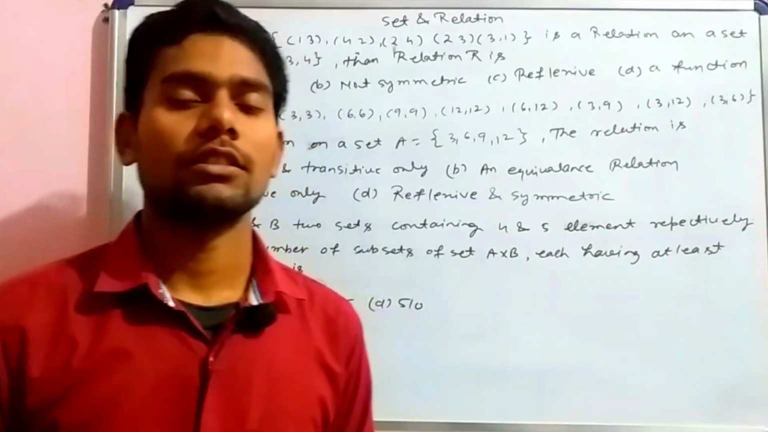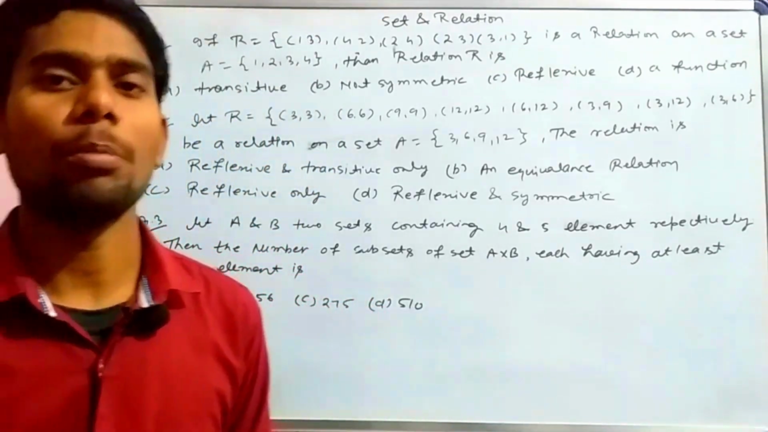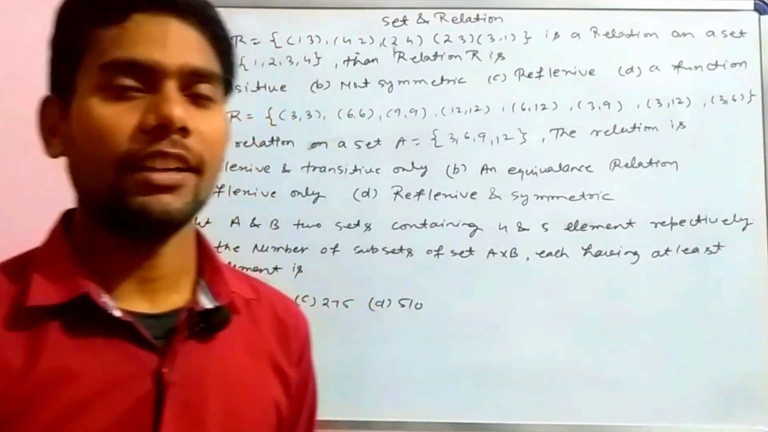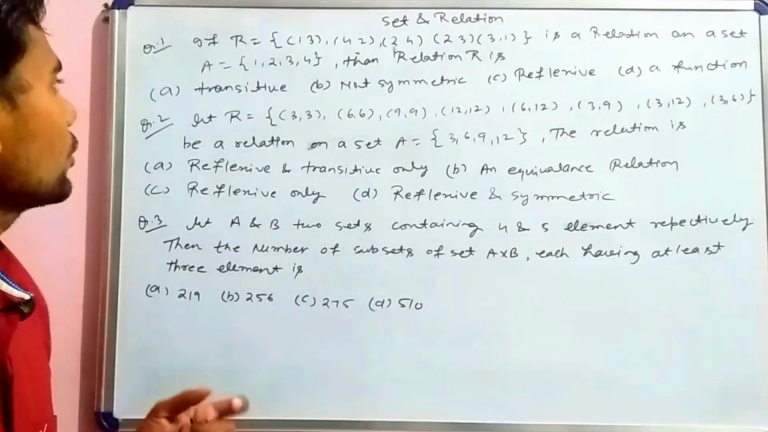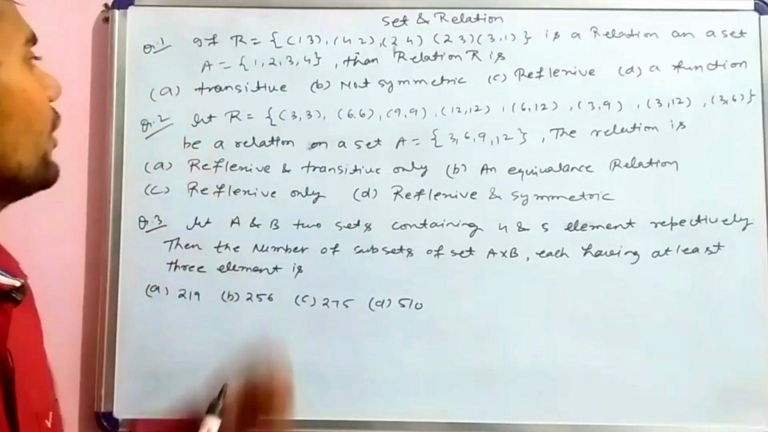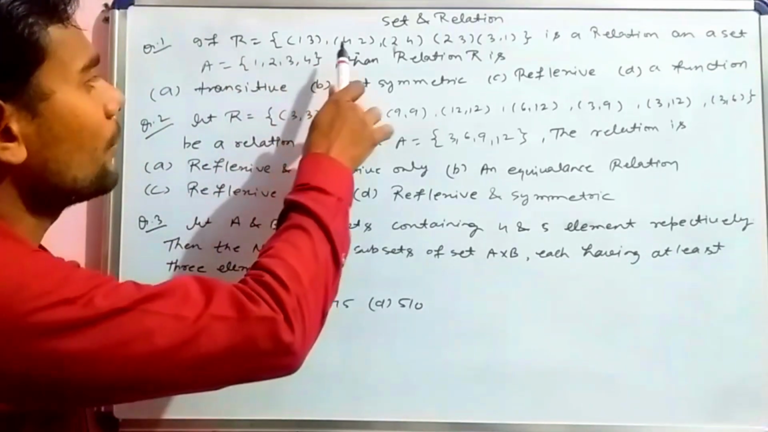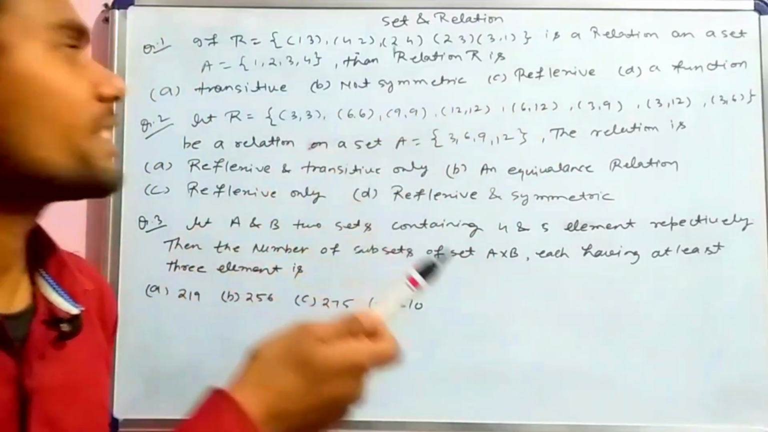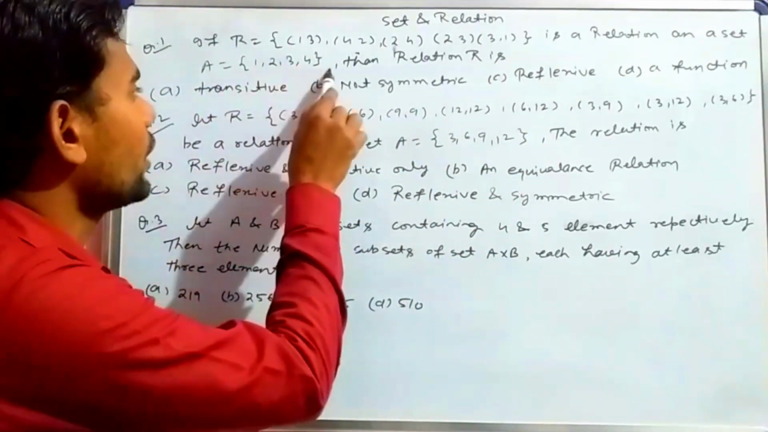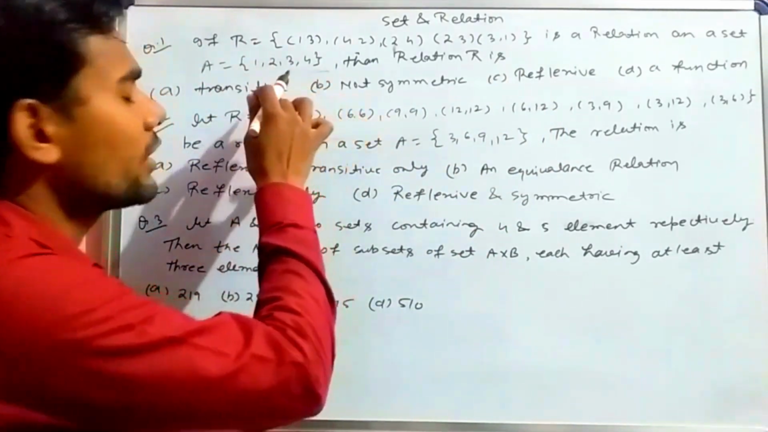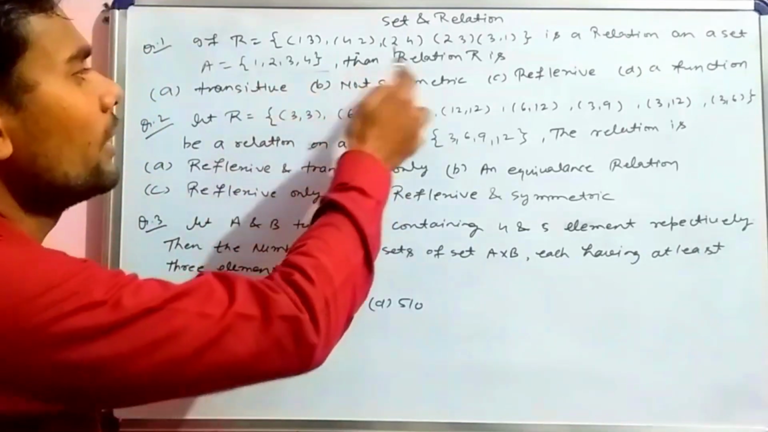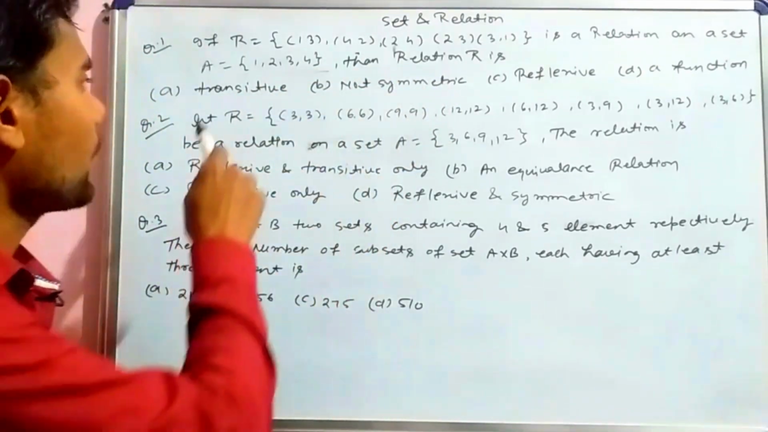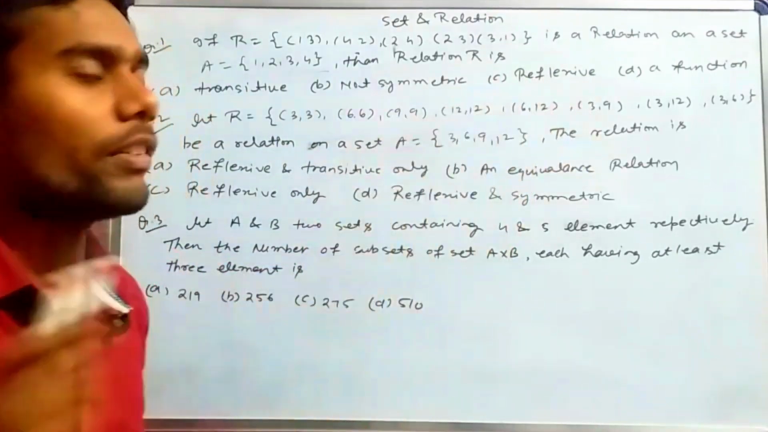Hello students, now let us start the topic set and relation. The first question is: if R = {(1,3), (4,2), (2,4), (2,3), (3,1)} is a relation on the set {1, 2, 3, 4}, which has only 4 elements, then is the relation R transitive, not symmetric, reflexive, or a function?